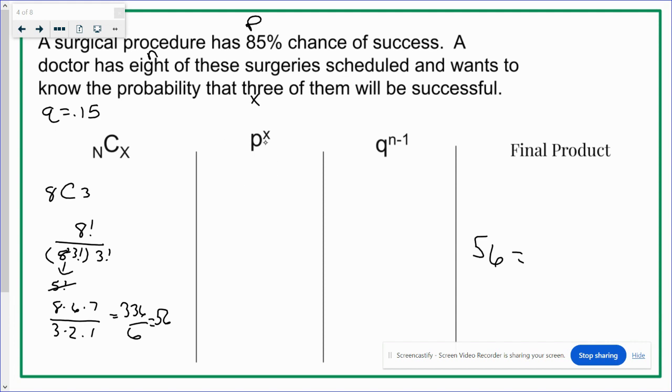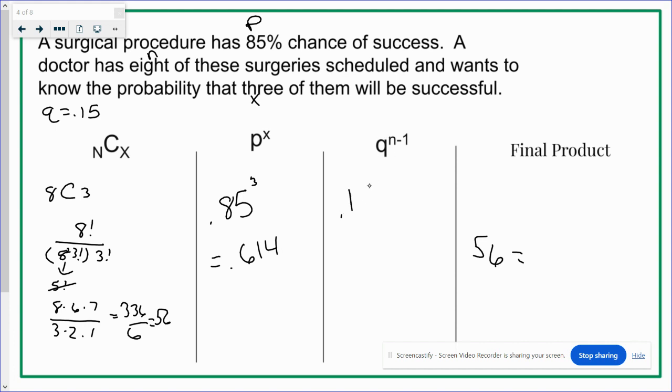All right, probability of success, 0.85 raised to x, the third. I'm going to plug that in my calculator, 0.85 raised to the third. And that is 0.614125. We're just going to round that off to 0.614.